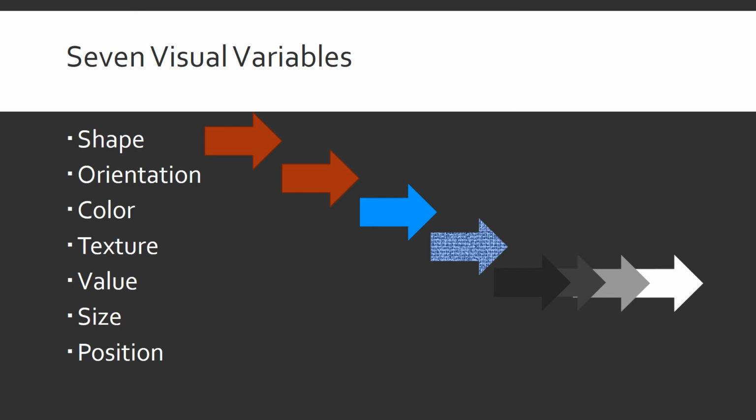Now, this is a relative term, right? Because if we had a white background, then we would have low value with this white arrow and high value with this darker grayish black arrow here.